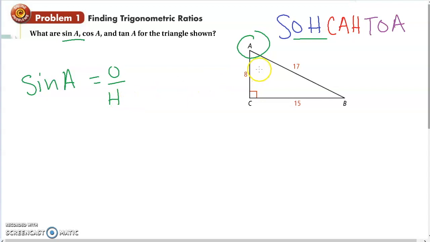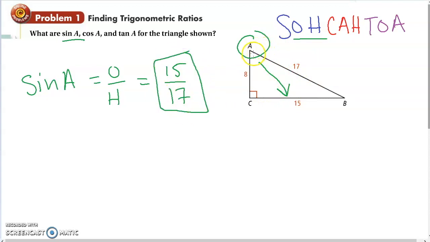So what is a side length that is opposite from A? Well, opposite means across from. So 15 is the opposite. And what is the hypotenuse for this entire triangle? 17. That is the trig ratio we're looking for. 15 over 17 is a comparison of two numbers using division, and there's no way that I can simplify this. If I can reduce, I must reduce, but there's nothing I can do. Sine A is 15 over 17. That wasn't so bad, was it?